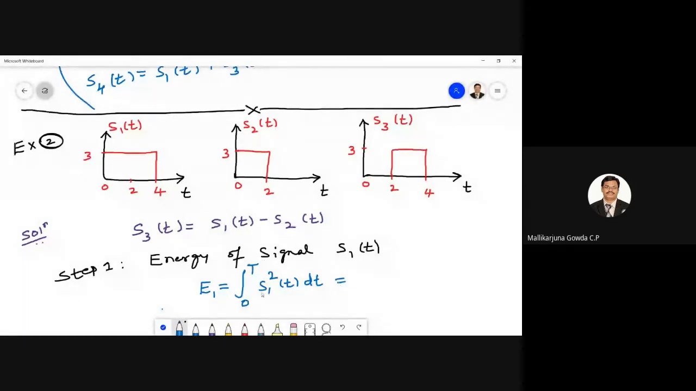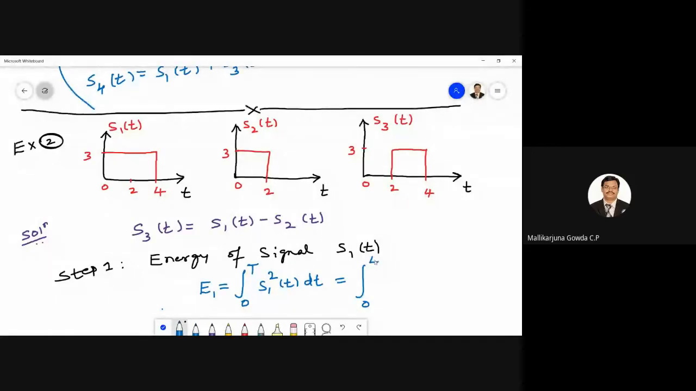S1 of t exists for what interval? What integration limits can I write? From 0 to where? Time is which axis? The X axis, right? And the Y axis is amplitude. So the integral is from 0 to 4.